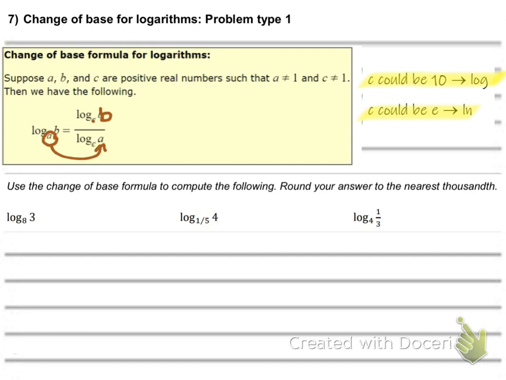So let's look at doing this. Here I have log base 8 of 3. To do that in my calculator, I would do the log of 3 over the log of 8. Remember, the base is always going to be on the bottom. Or I could do the natural log of 3 over the natural log of 8. I'll get the same answer both ways, so it doesn't matter which one we do. Round to the nearest thousandth, so that's 3 decimal places, and we get 0.528.